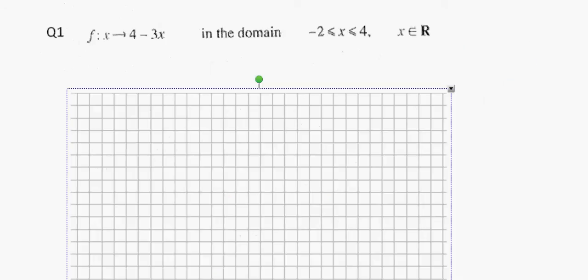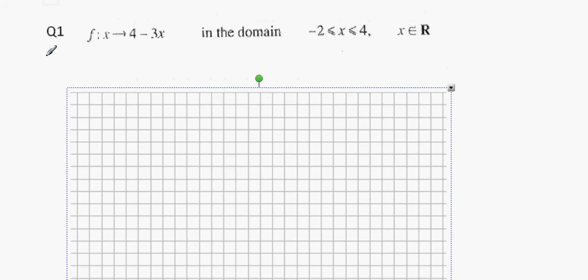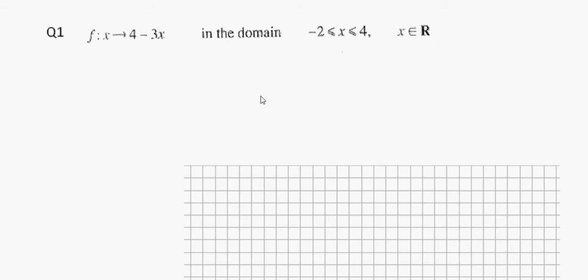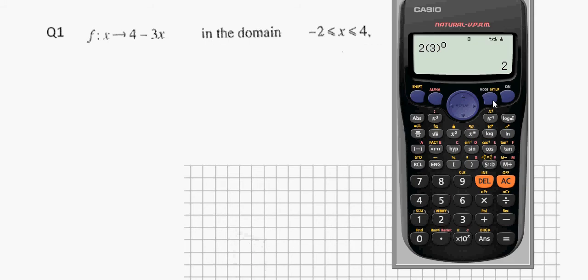Next question. These questions are draw graphs. So in order to draw graphs, we're going to use the table function on our calculator, then we're going to write down all the workings. So the table function on your calculator, you go to mode, table, f of x equals 4 minus 3x. The start is minus 2, and the end is 4. And the step means we're going up by 1. So minus 2, minus 1, 0, 1, 2, 3, 4.